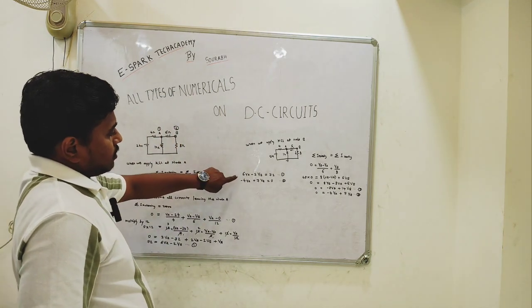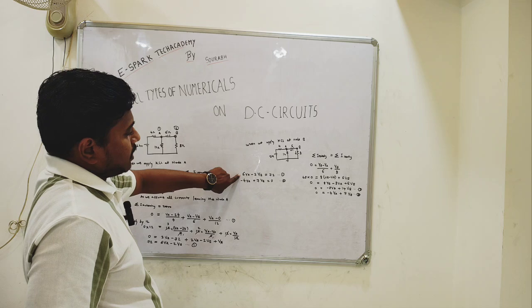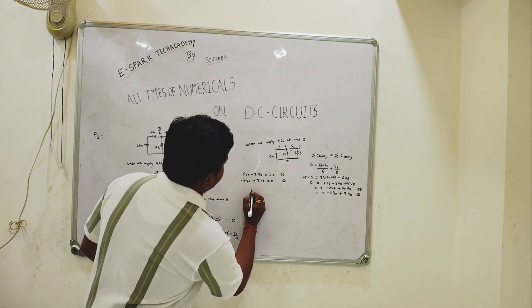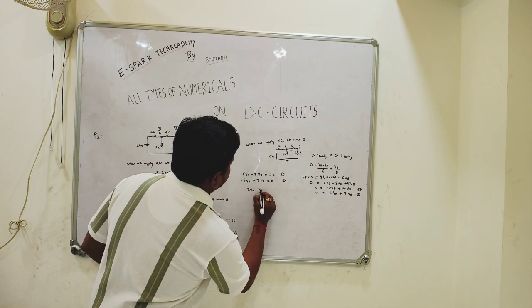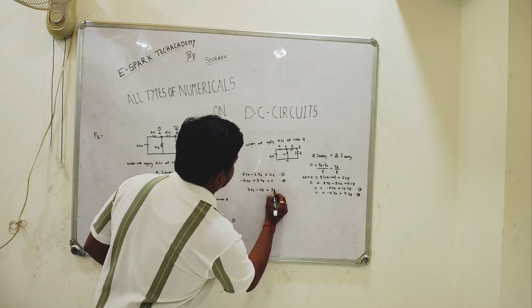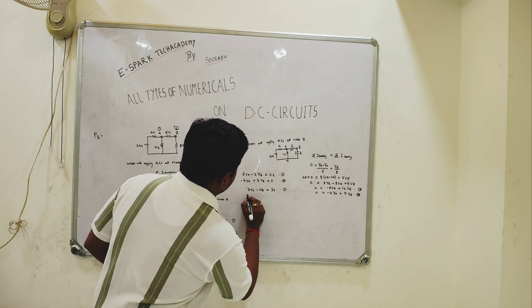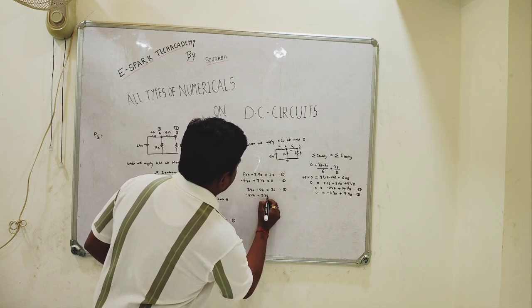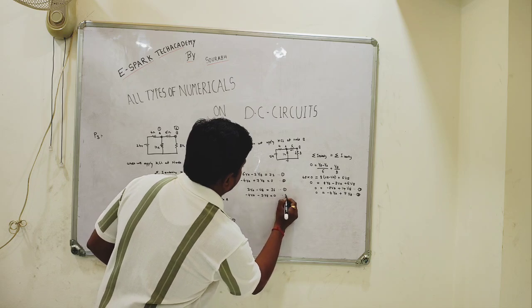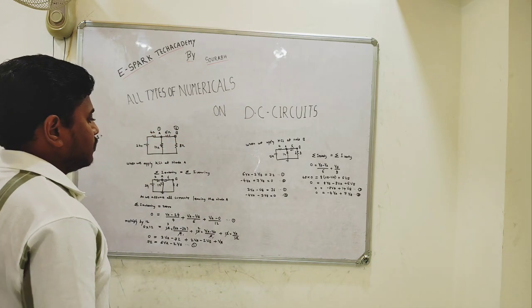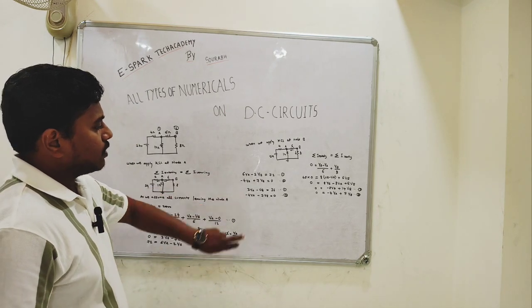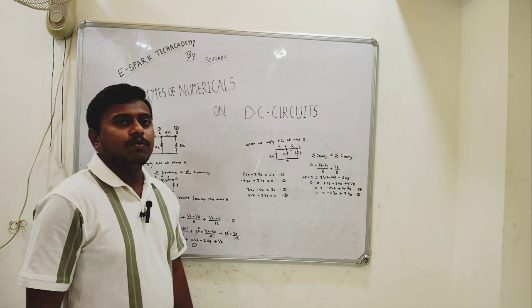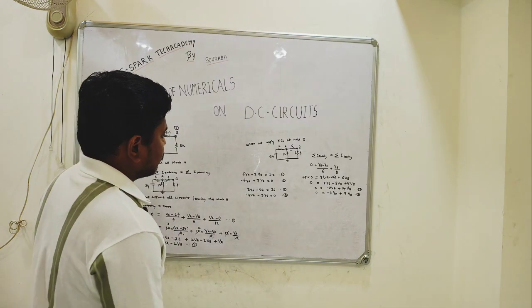Now you can even reduce it by dividing by 2. The first equation will become 3 VA minus VB is equal to 36. This will be the first equation and this will be the second equation, minus 4 VA plus 7 VB equal to 0. Now what you have to do is solve these two equations. How to solve these two equations and find VA and VB, we will look after that.